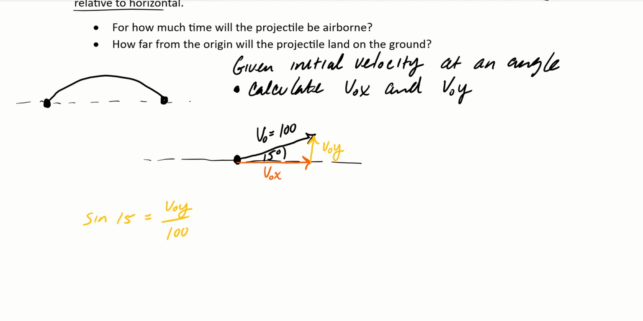So for this, all I have to do is multiply by 100 on both sides, and I get the initial velocity in the y direction is 100 times the sine of 15. And if we just punch that into our calculator, 100 sine 15, I end up getting 25.9 meters per second. But we can generalize this formula. And if we call the angle theta, we can say that the initial y velocity is equal to the initial velocity, in this case 100, times the sine of theta.